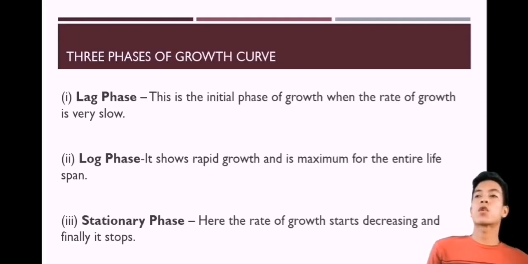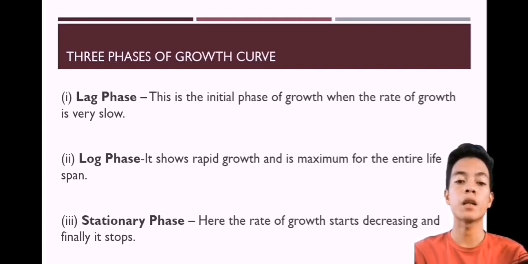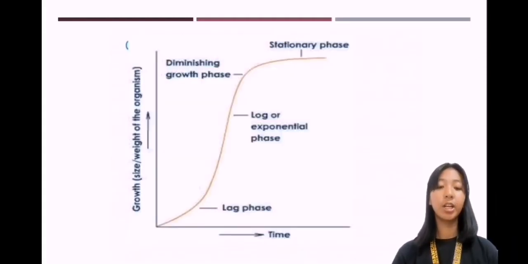There are three phases of the growth curve. One is the lag phase. This is the initial phase of growth when the rate of growth is very low. Two is the log phase. It shows rapid growth and is maximum for the entire lifespan. Three is the stationary phase. Here the rate of growth starts decreasing and finally it stops. In the sigmoid diagram, at the bottom is the lag phase, in the middle is the log or exponential phase, and at the top is the stationary phase.